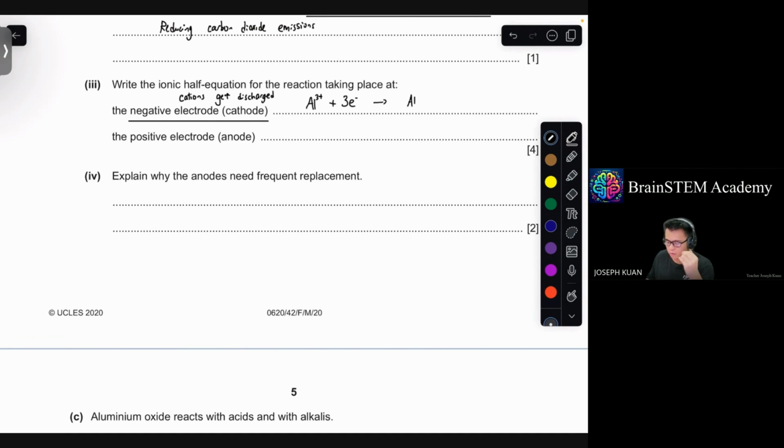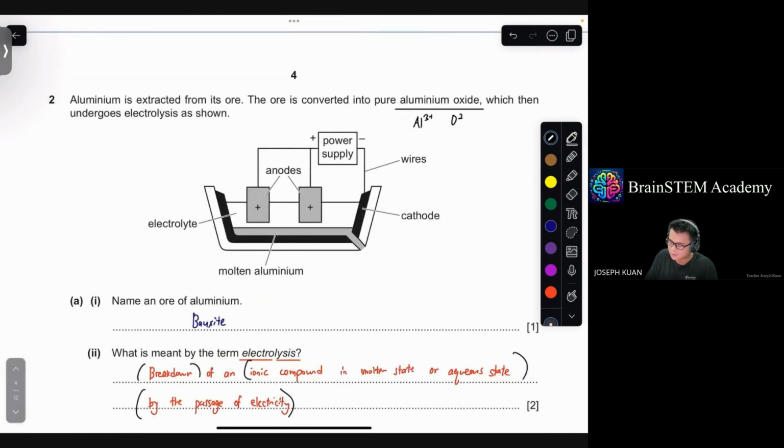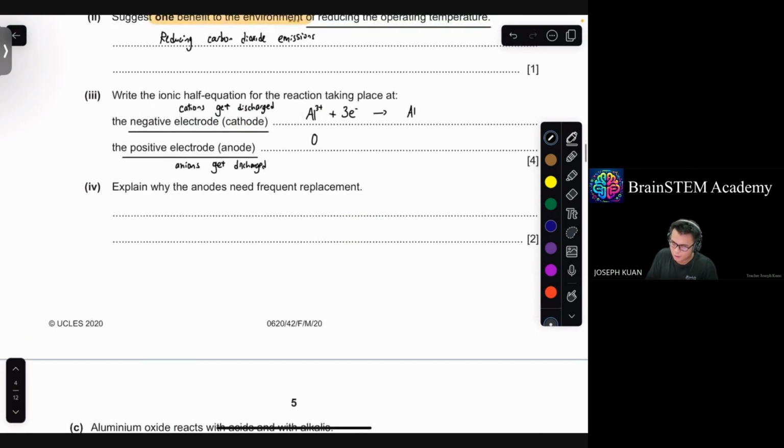Moving on to the positive electrode, it's the location where anions get discharged instead. So from the setup, what are the anions that are present? It's the oxide ions. So oxide ions get discharged, their charges disappear, and turn into oxygen gas, which is O2. So how is that possible? A negative species converts into a neutral species by giving away electrons.